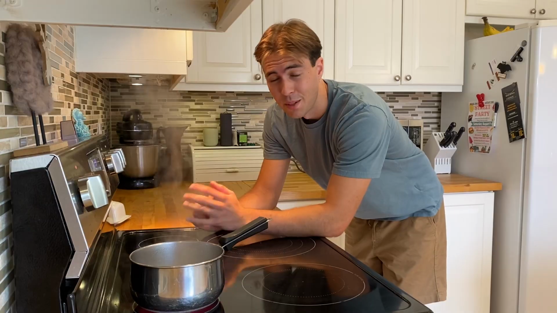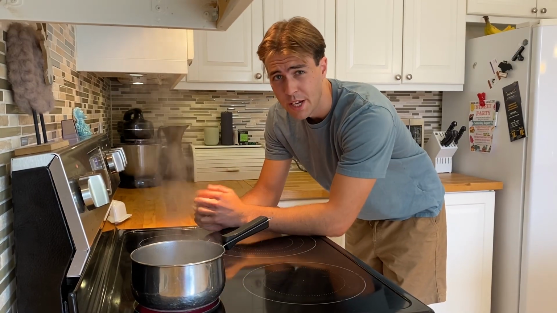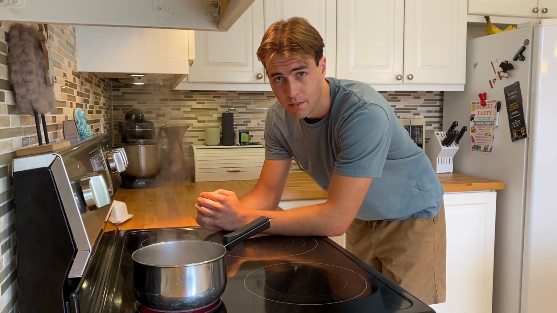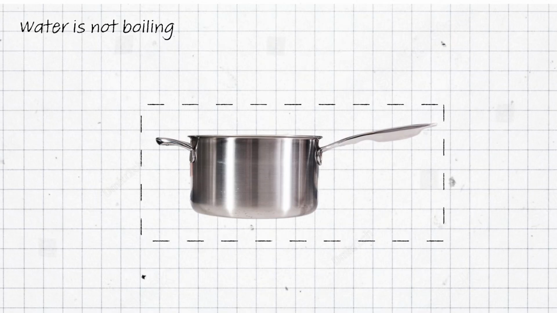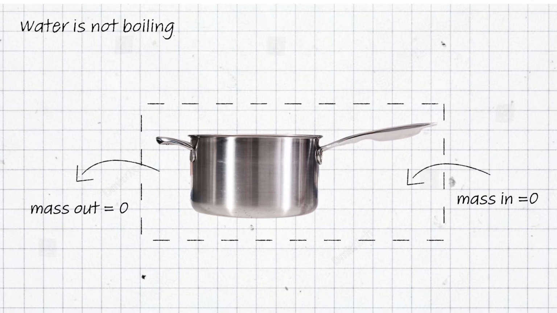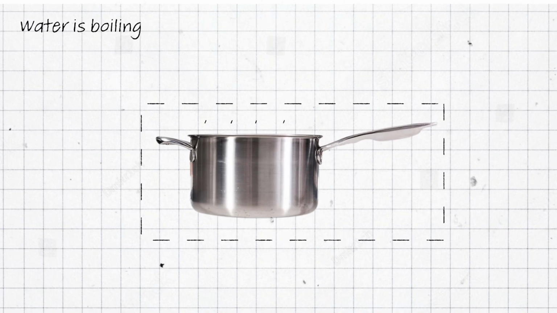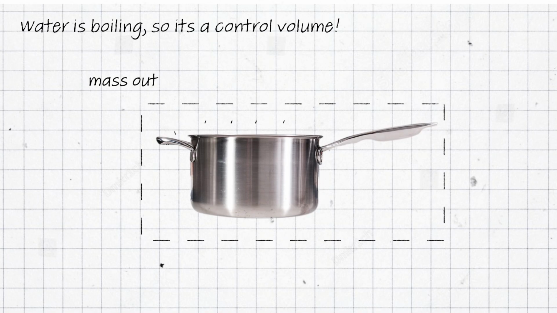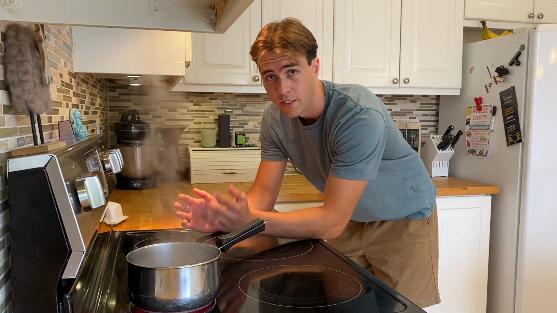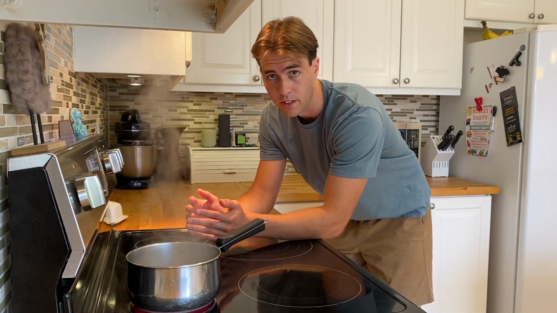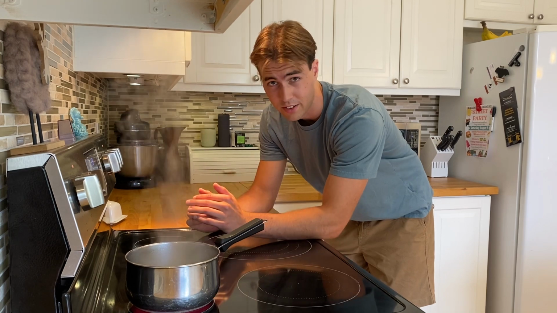Okay, let's come back to the boiling pot of water, and hopefully now you can see it through a thermodynamic lens. If we draw our system boundary just around the pot of water and no water's boiling, then no mass is leaving or entering. So you've got a control mass. But because steam is leaving our system, then we've got mass leaving the system, and that means we've got a control volume. Same pot, same water, but depending on how you define your system, changes how you analyze it drastically.